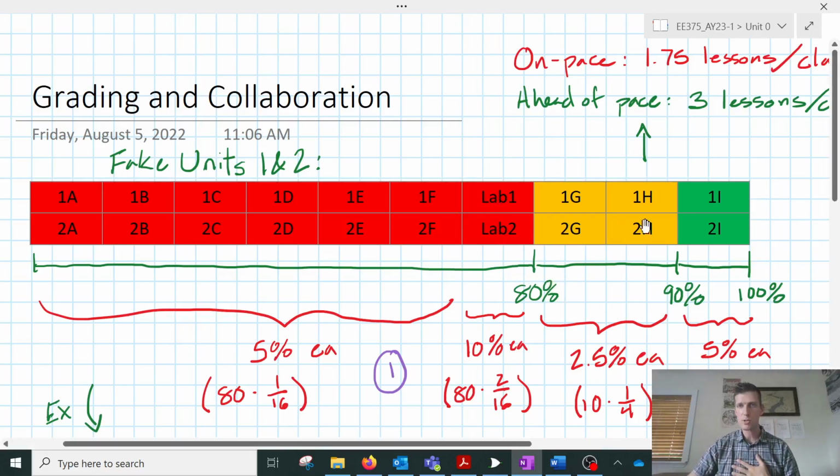If you do all the must-dos and all the should-do lessons, that bumps you up to a 90%. And if you do all the material in the course, that's 100%.